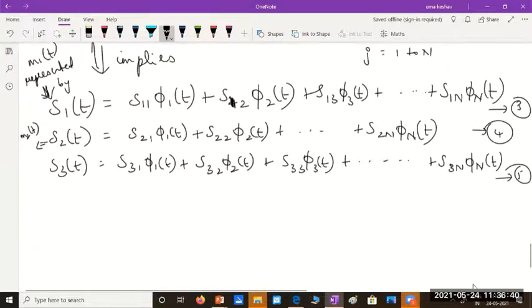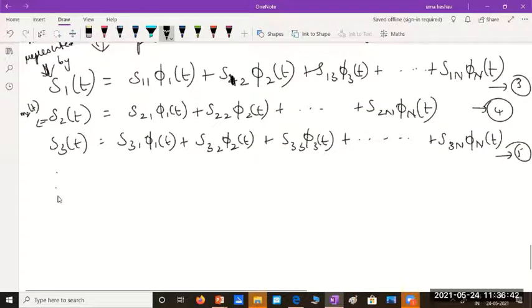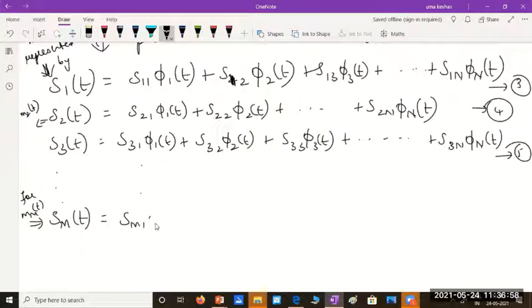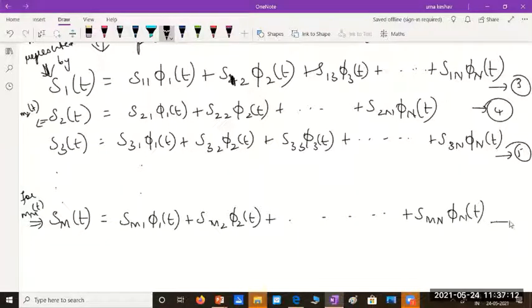Okay, so we can go on writing. And lastly, if I have the message m(t), I can have Sm(t), which can be written as Sm1 phi 1, Sm2 phi 2, and so on, Smn phi n.